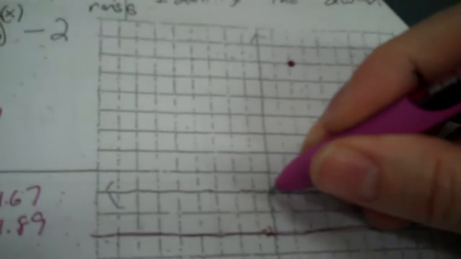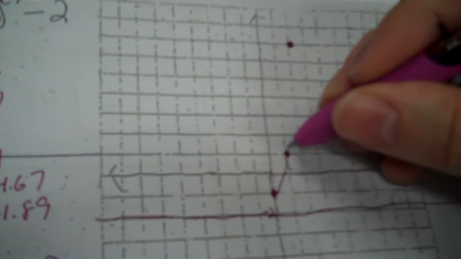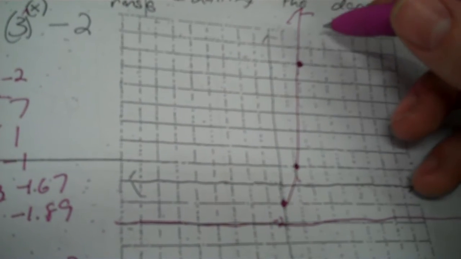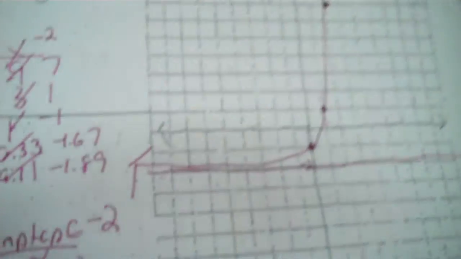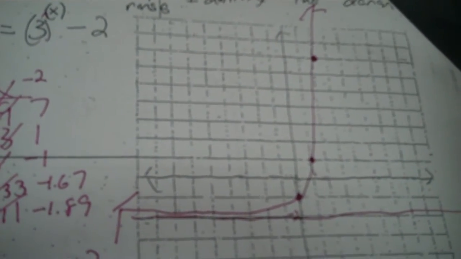So 2, 7, 2, 3, 4, 5, 6, 7, 1, 1, 0, negative 1, I stay at 0, go down 1. Now, you don't have to graph the decimals, because all that happens is you get further away from the asymptote here. Here you get closer into it till you're practically going parallel to it. That's what an exponential graph is going to look like.